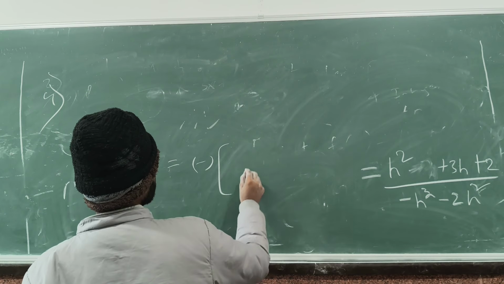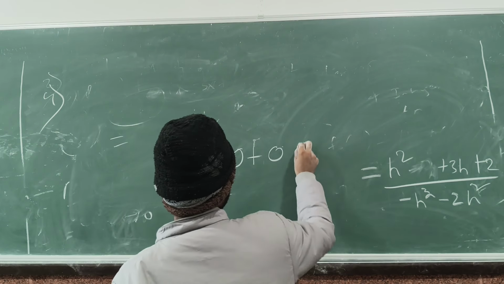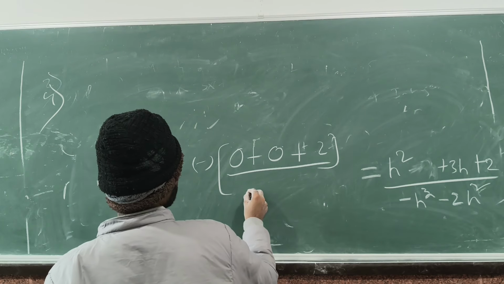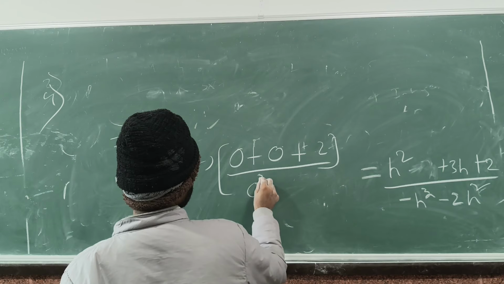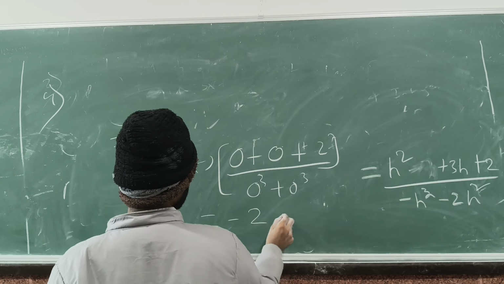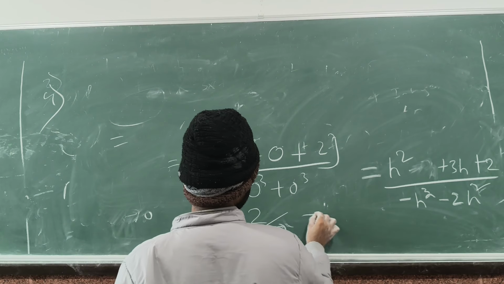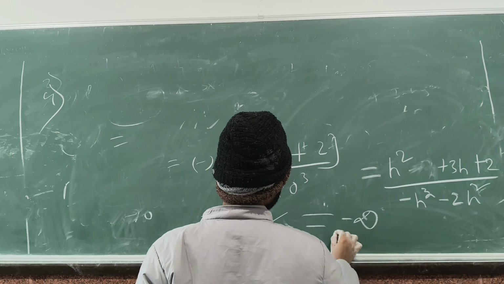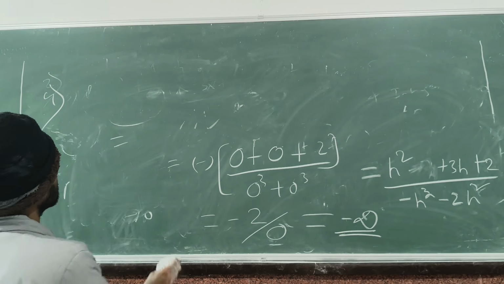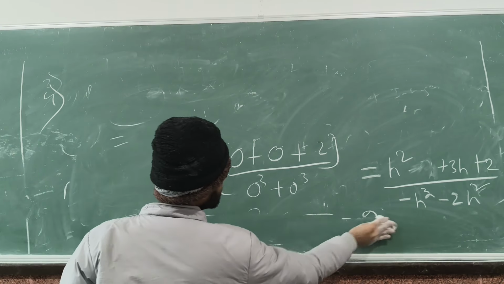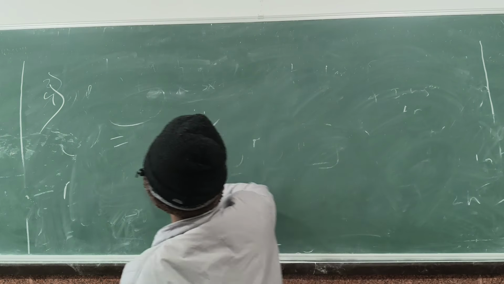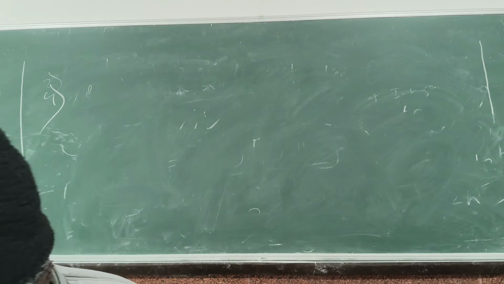Now when you put h equal to 0, we get 0 plus 0 plus 2 by 0 cube minus 0, this is definite by indefinite, 2 by something tending to 0 with a minus sign, which equals minus infinity. The question is actually tending to 0 minus only, so our limit is minus infinity. So let's go to the next question.